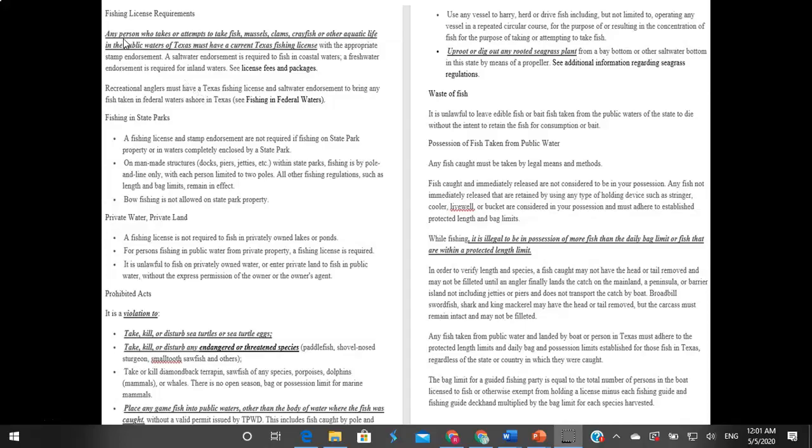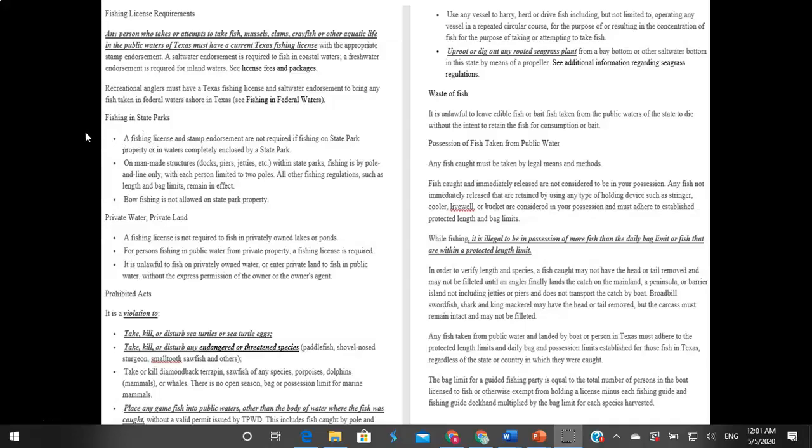Any person who takes or attempts to take a fish, mussel, clam, crayfish, or other aquatic life in public waters of Texas must have a current fishing license with the appropriate stamp endorsement. So I got a saltwater and freshwater endorsement so I could fish in both of those places. One of the things I also wanted you to know is that you can fish in state parks. That's what it says right here.